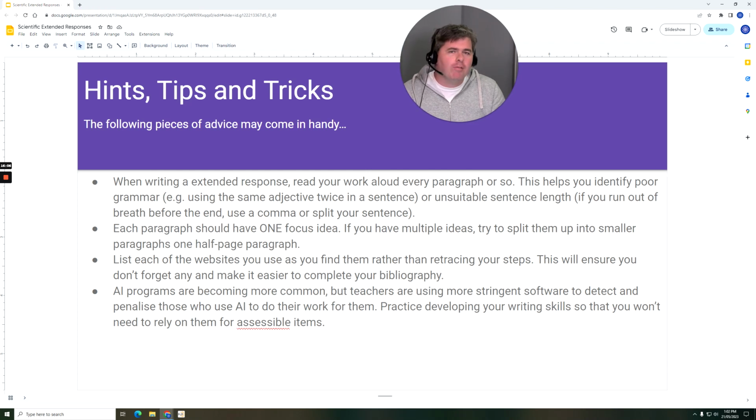Each paragraph should have one focus idea. If that focus idea is the statement, the first part of your paragraph, then whatever follows should only be based around that. For example, rainstorms typically happen during the colder months. Thunder and lightning are accompanying rainstorms. Rainstorms are caused due to low atmospheric pressure. Already I have 3 statements. Those 3 statements should not be in the same paragraph.